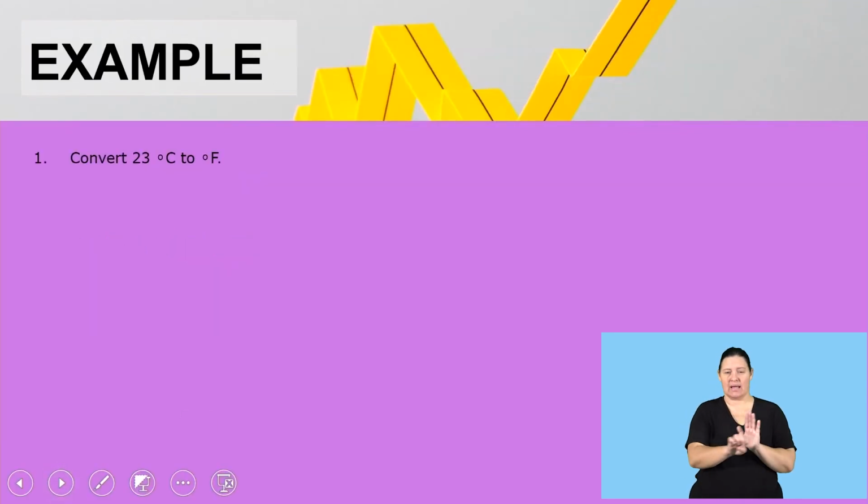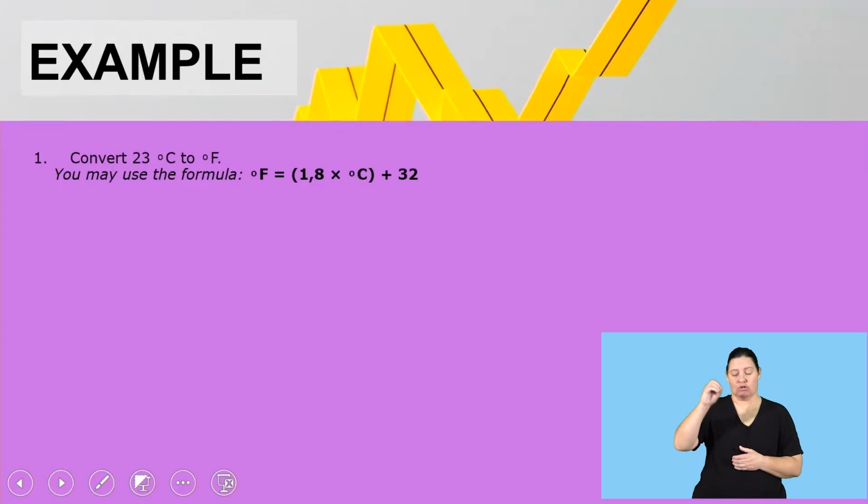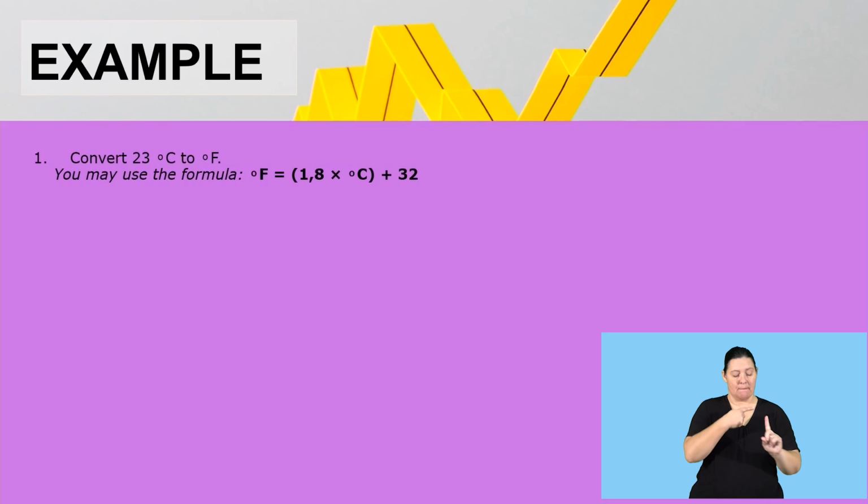So let's look at example number 1. In example number 1, we have 23 degrees Celsius, and we must convert that to degrees Fahrenheit. Okay, and our formula that's given to us, it says degrees Fahrenheit equals 1,8 multiplied by degrees Celsius plus 32. So like I've always believed, when we have a formula, we always follow 4 steps. Step number 1, you write down your formula.